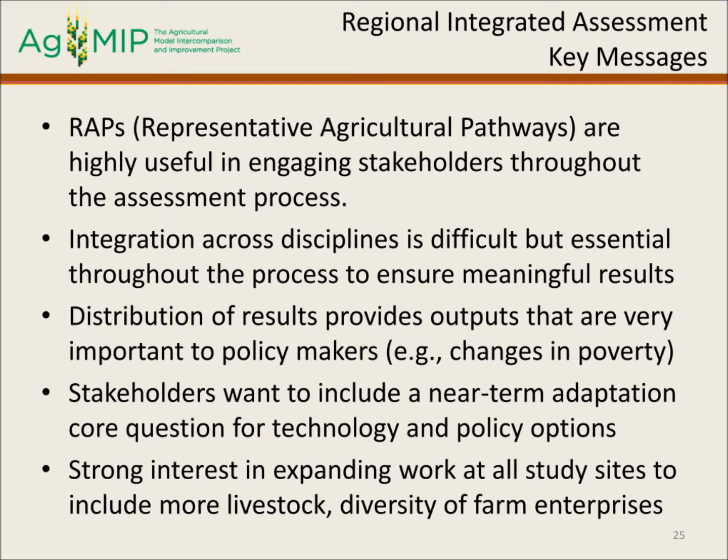So here are some of the key messages that we've gained from that regional integrated assessment. The representative agricultural pathways are very useful for engaging stakeholders throughout the assessment process. In our very first meetings in these regions, we've insisted that the teams in Sub-Saharan Africa and South Asia bring in their stakeholders from government agencies, from extension services, and other NGOs that would help guide the questions and the studies that would be done during the rest of the project. And that's been really highly valuable.